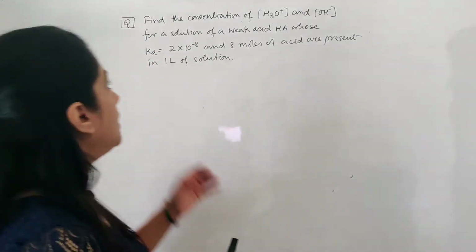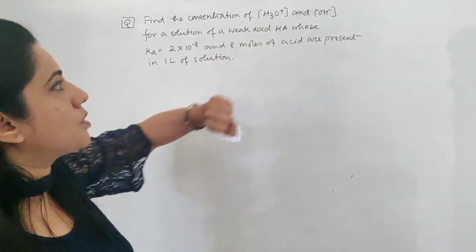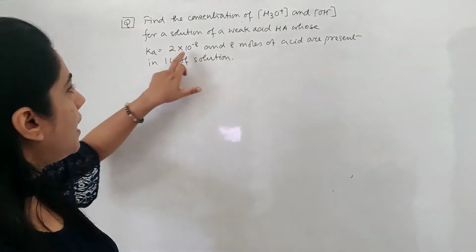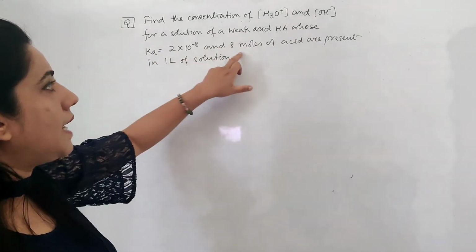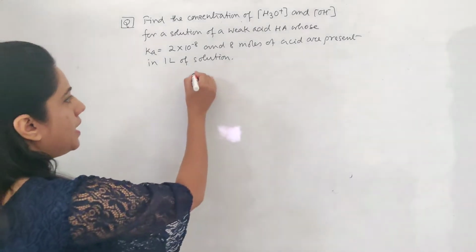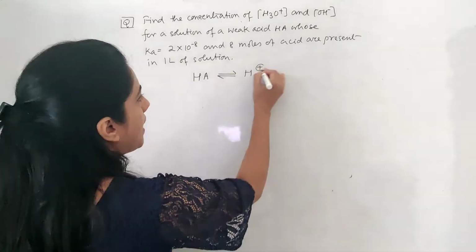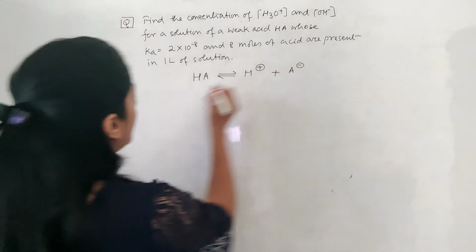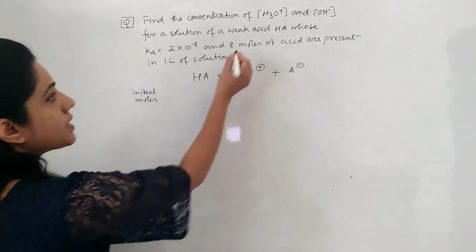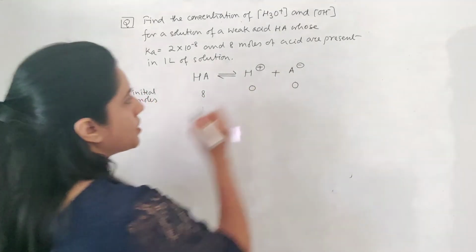Now let us see one numerical. The numerical says: find the concentration of H3O plus and OH minus for a solution of a weak acid HA whose Ka is 2 into 10 raised to power minus 8, and 8 moles of acid are present in 1 liter of the solution. So let us see this numerical. HA is the acid. It is a weak acid, so it will dissociate as H plus and A minus. Now you are considering initial moles. They are saying 8, so you take 8 moles as the initial moles. This is 0 and this is 0.